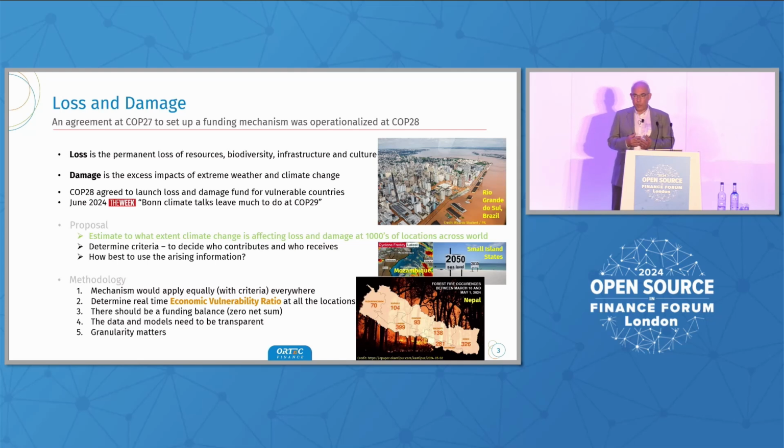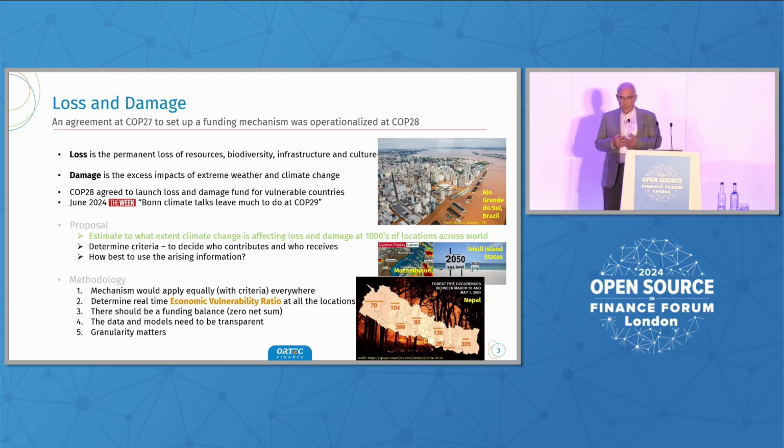So one of the things we think is important in our proposal is to estimate to what extent climate change is affecting loss and damage at thousands of locations around the world. And then once we have that information, determine the criteria of who could contribute and receive from the fund and how best to use the arising information. So we're bringing physical risk modeling to the question of how to deal with the loss and damage question.